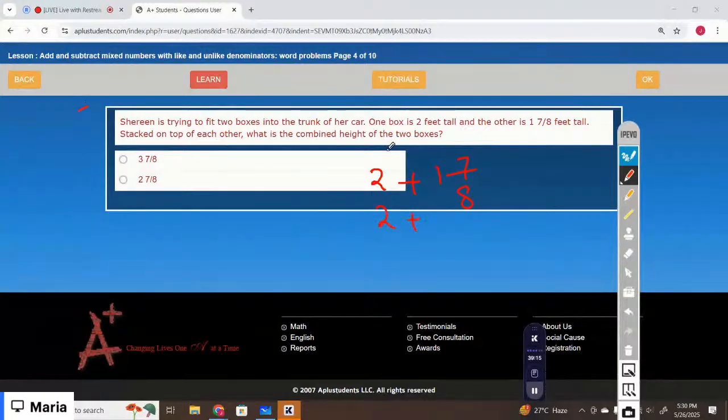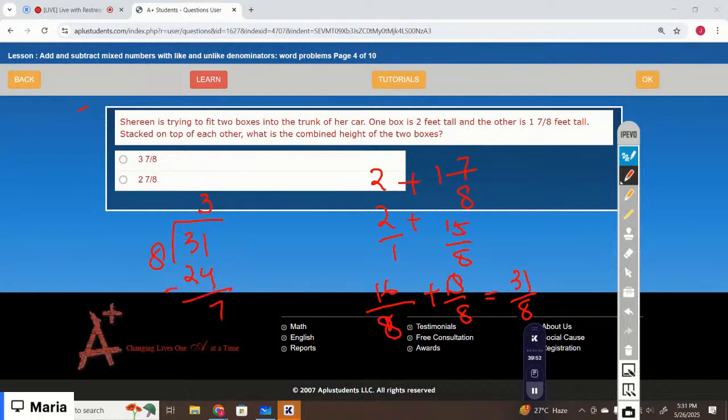1 whole 7 over 8: 8 times 1 is 8, and 7, that is 15 over 8. And let's make the denominator the same. So 16 over 8 plus 15 over 8. So 15 plus 16 is 31 over 8. Divide 31 by 8. 8 times 3 is 24. That is 3 whole 7 over 8.